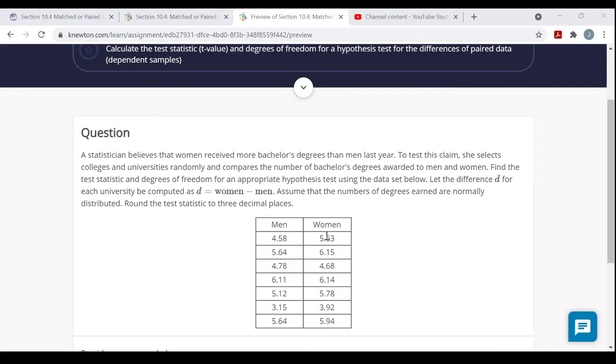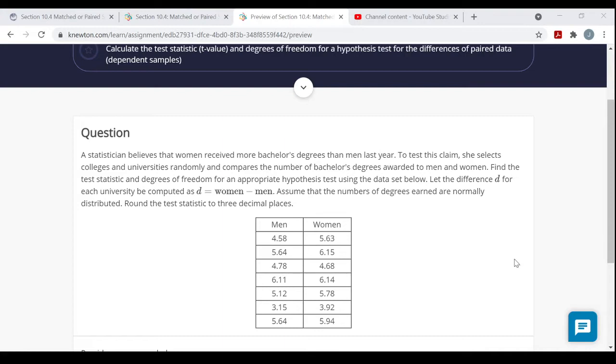And it looks like on average, because I don't understand these numbers, 5.63. So it looks like maybe the average for the school, like maybe for the departments at the school. We'll just assume that. Assume that the numbers of degrees earned are normally distributed, and we're asked to round the test statistic to 3 decimal places.